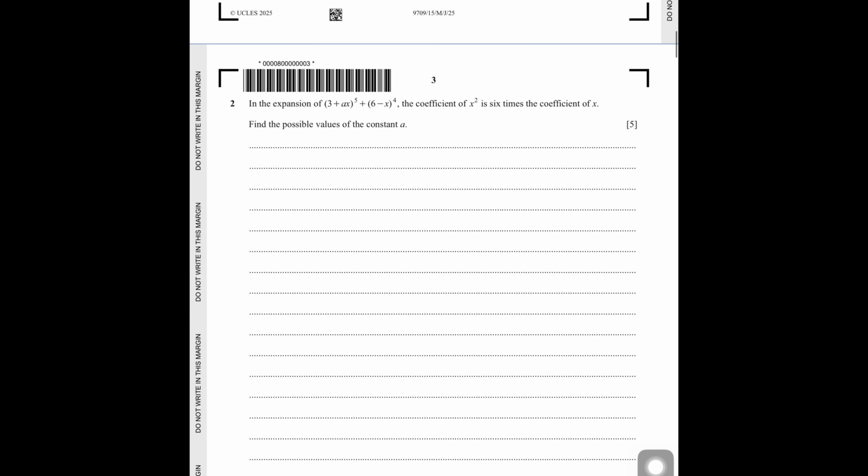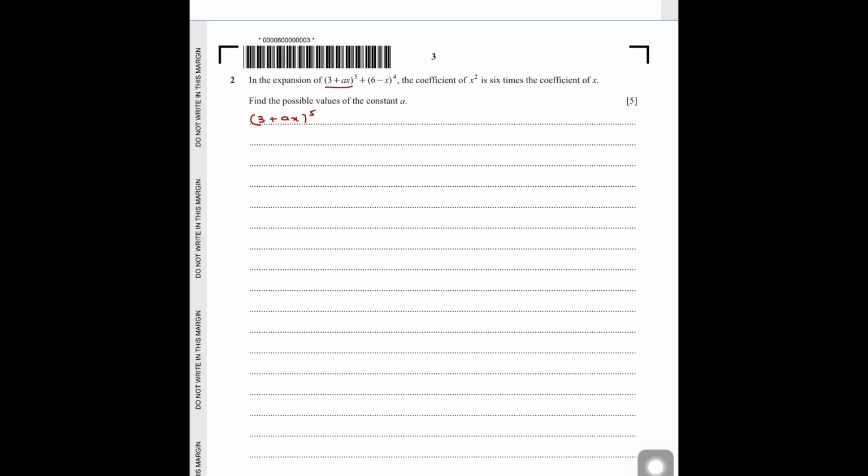In the expansion of (3 + ax)^5 (6 - x)^4, the coefficient of x squared is 6 times the coefficient of x. Find the possible values of the constant a. So let me deal with this first: (3 + ax)^5.